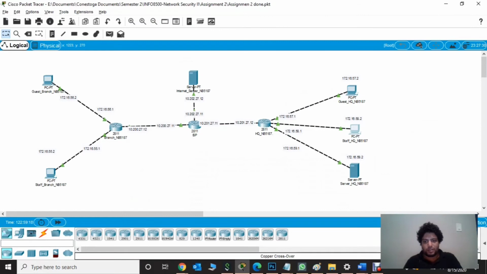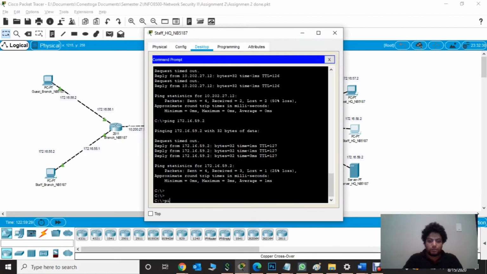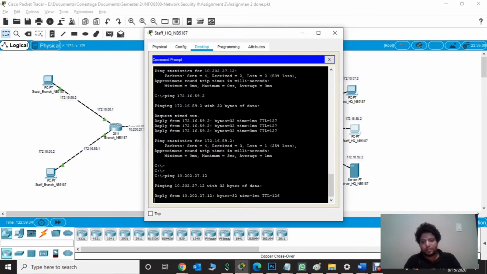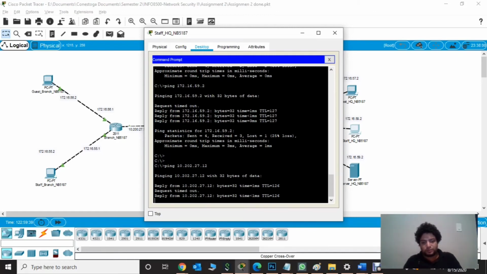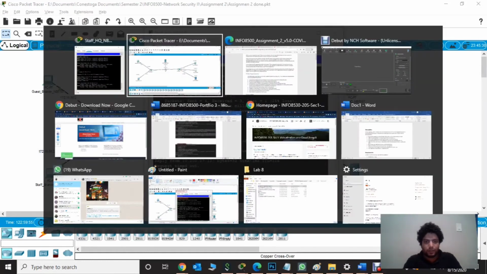And second, the staff at the headquarters side must have access to the internet. So that is what we are going to check. I'm copying the IP address of the internet server, and from the staff, I am going to ping. As you can see, the connection has been established right away. It is pinging. Yes, there is some packet loss, but as you can see, there is a successful communication between the headquarters staff and the internet server.